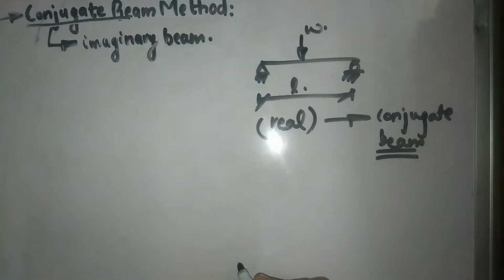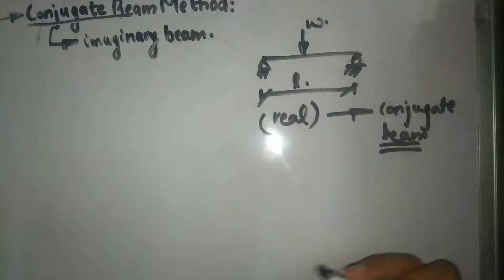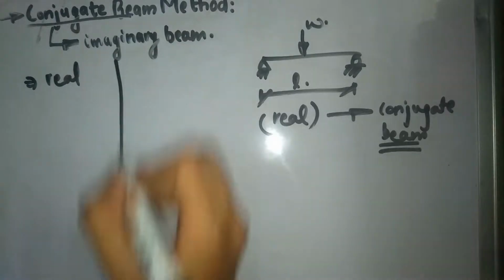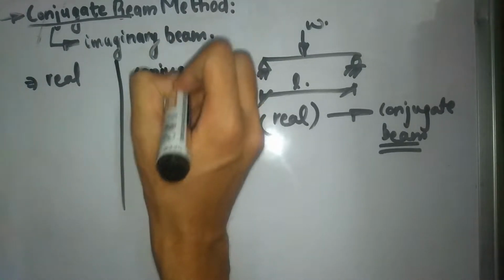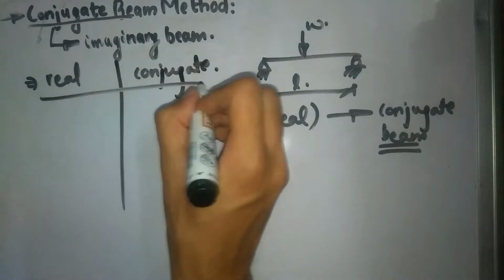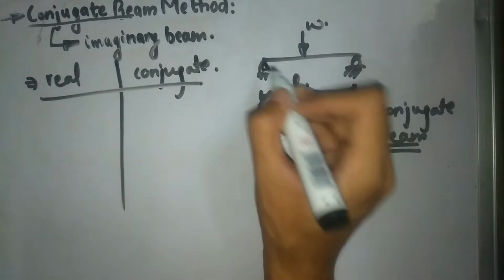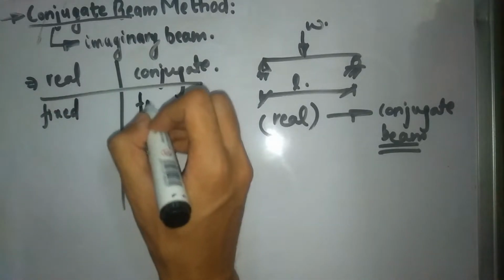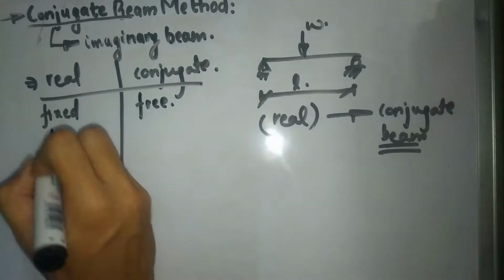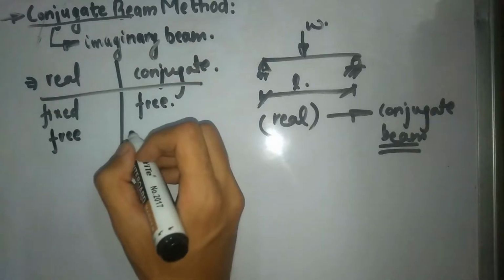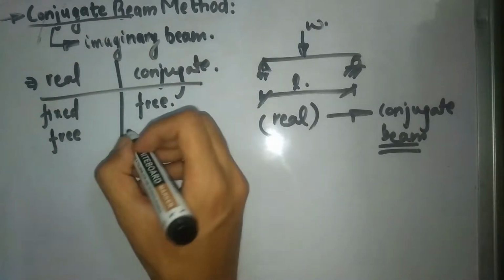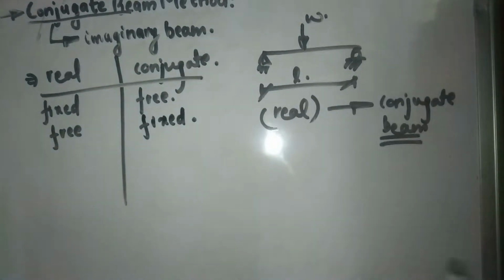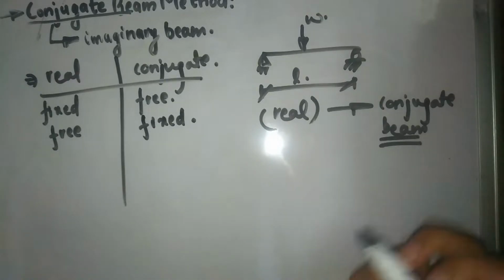So in order to draw our conjugate beam, first we have some certain rules. Let's say this is our real beam. If we have a fixed support in a real beam, it is going to be a free end in the conjugate beam, and vice versa. If there is a free end in the real beam, then we are going to have a fixed support in our conjugate or imaginary beam. This might be a little bit confusing at first, but once we move on to our example, this is going to be clear.